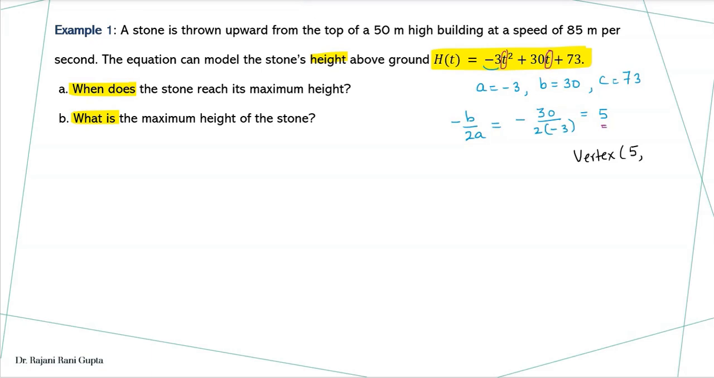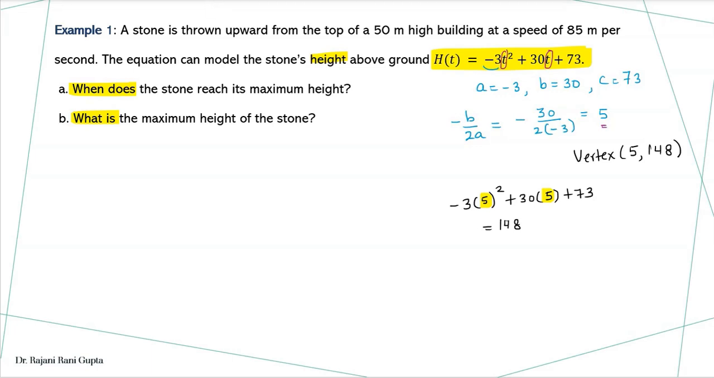Okay. So what does this give you? Minus 3 in place of t, what you are having is 5 power 2 plus 30 times 5 plus 73. So what did we do? We just replaced t by 5. Okay. Solving this, and you solve it by using a calculator, you will get the answer as 148. So your vertex becomes 5 comma 148.